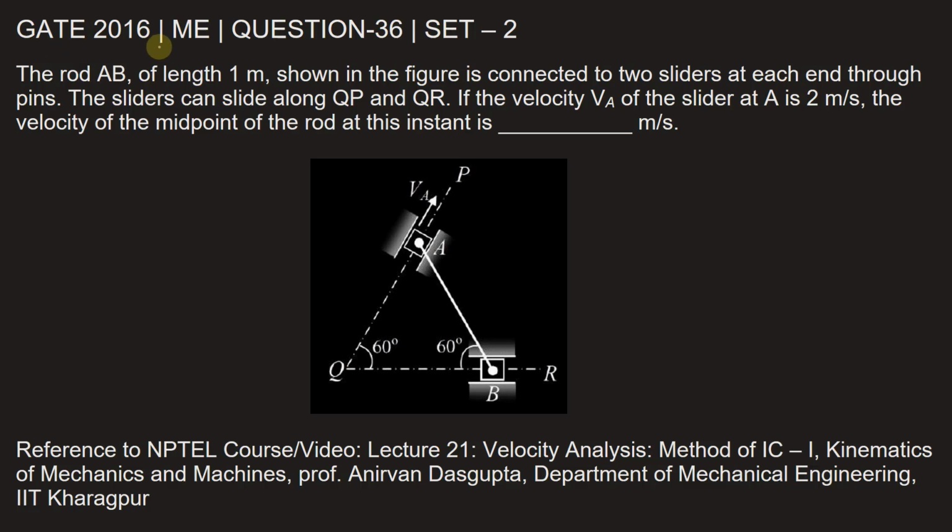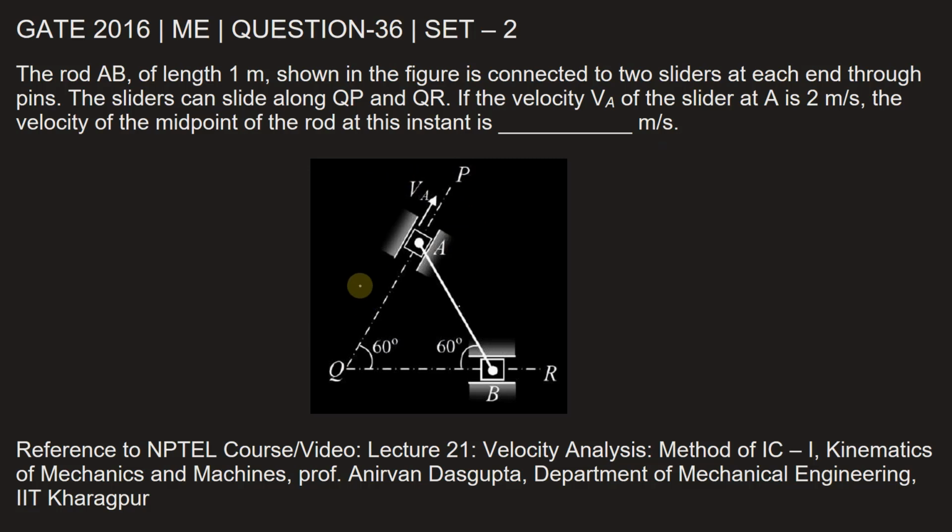This question is from GATE 2016, Mechanical Engineering paper, set 2, question number 36. The rod AB of length 1 meter shown in the figure is connected to two sliders at each end through pins. The sliders can slide along QP and QR. If the velocity VA of the slider at A is 2 meter per second, the velocity of the midpoint of the rod at this instant is dash meter per second.